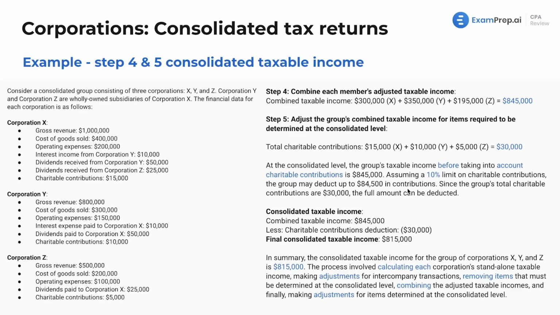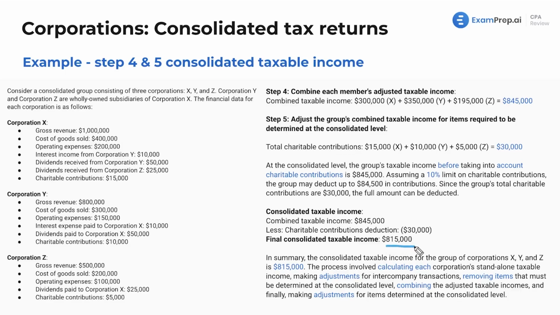Since the group's total charitable contributions are $30,000, the full amount can be deducted because 10% of this newly calculated taxable income of $845 is $84,500. So we can deduct the full $30,000. Now, in this case we can, but maybe in other circumstances, we may not be able to deduct the full amount. If the full amount of charitable contributions was greater than $84,000, we would not be able to take that. We would be capped at $84,500. As such, what's our final consolidated taxable income? We're taking our $845 and we're subtracting out our charitable contributions deduction, leaving us with $815 as our final answer.